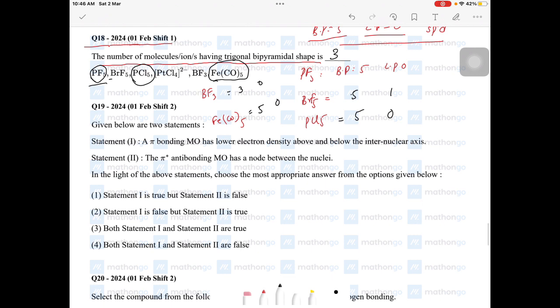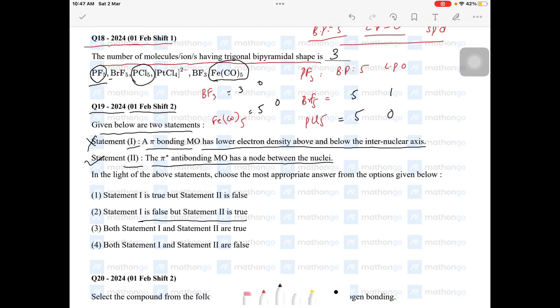Next, question number 19. First, fifth, shift 2. Given below are two statements. Statement 1: A pi bonding molecular orbital has lower electron density above and below the internuclear axis. Statement 2: Pi star anti-bonding molecular orbital has nodes between the nuclei. Statement 2 is wrong. Statement 1 is false, but statement 2 is true.